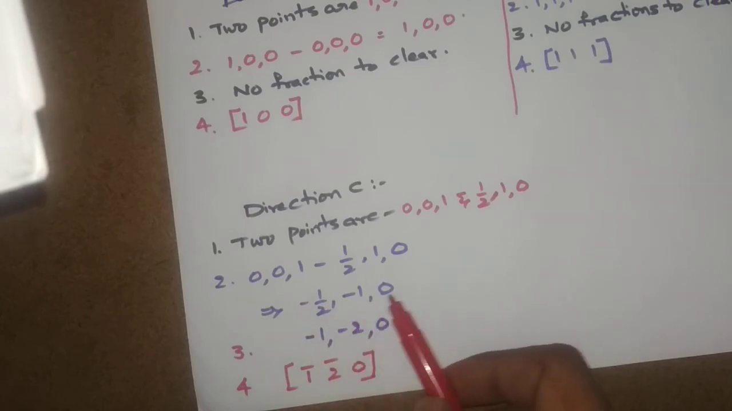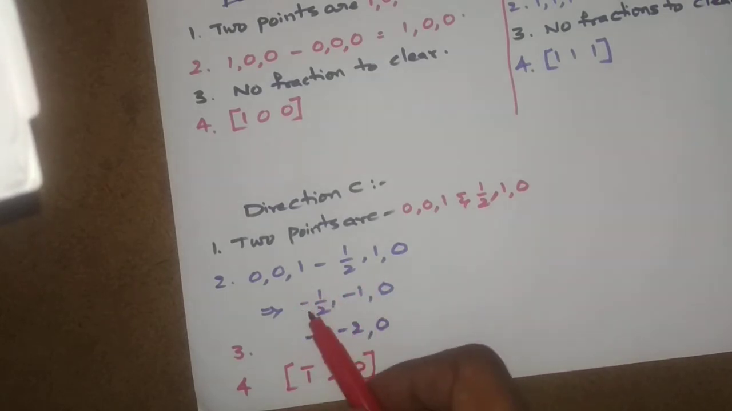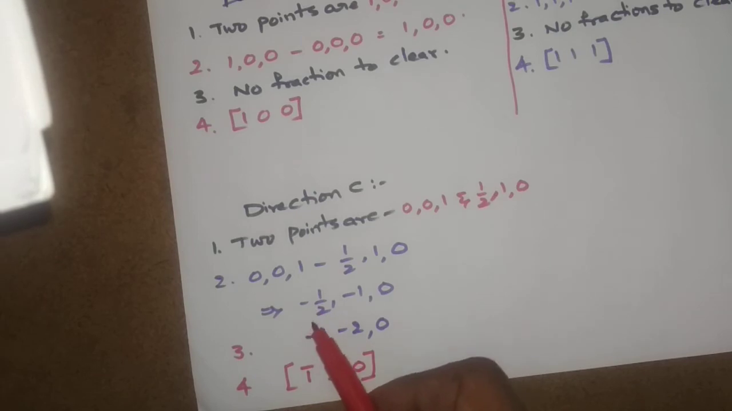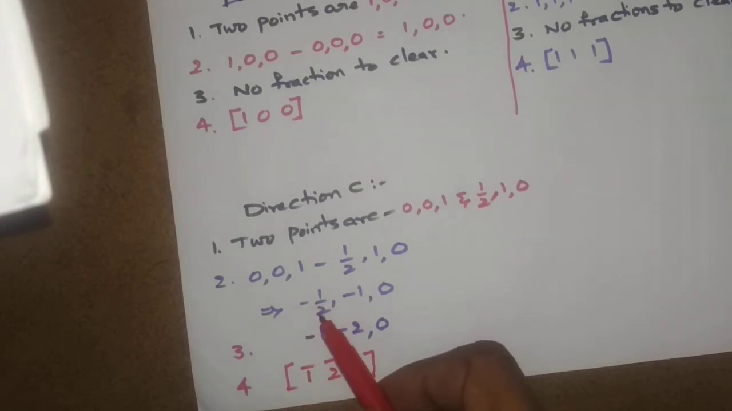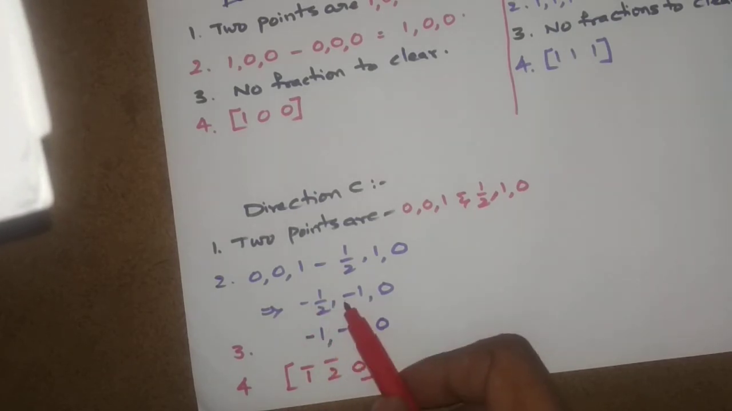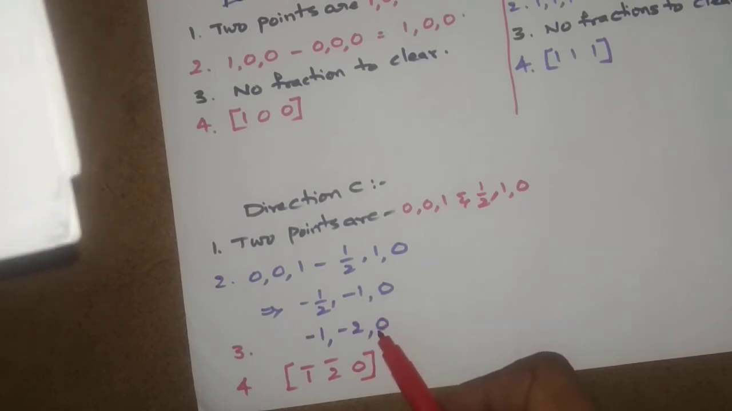minus 1 by 2, minus 1 and 0. So to clear the fractions, we have multiplied by 2. So minus 2 into minus 1 by 2 will be minus 1, this will be minus 2 and this will be 0.